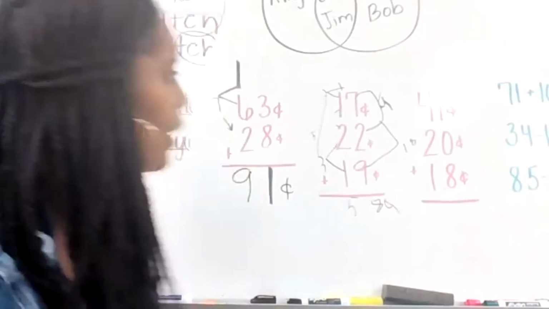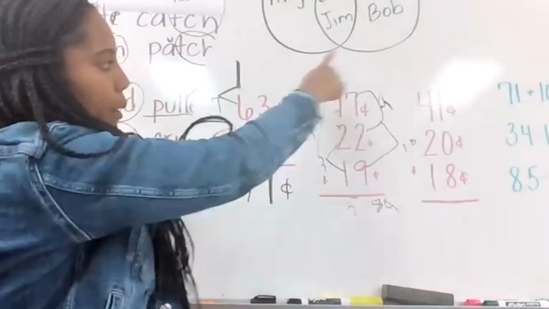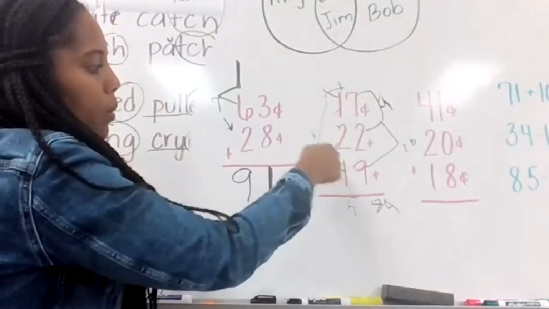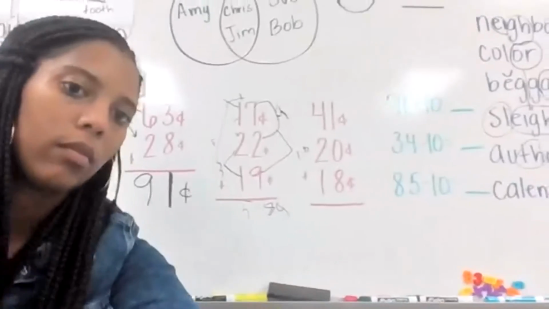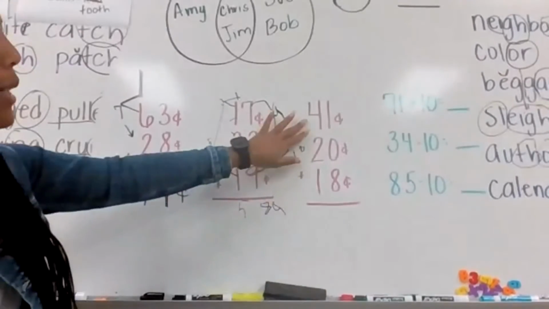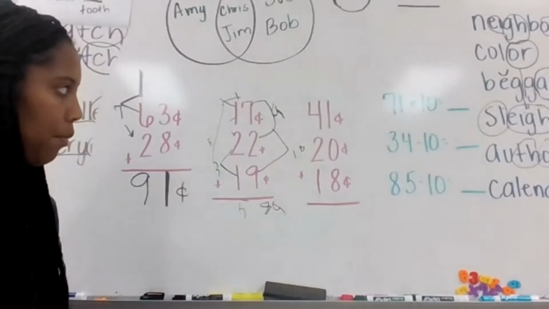Yep. Okay. 7 plus 2 is 9. 9 plus 9 is 18. Put your 8. Carry your 1. 1 plus 1 is 2. 2 plus 1 is 3. 2 plus 3 is 5. Okay, next we have 41 cents plus 20 cents plus 18 cents.